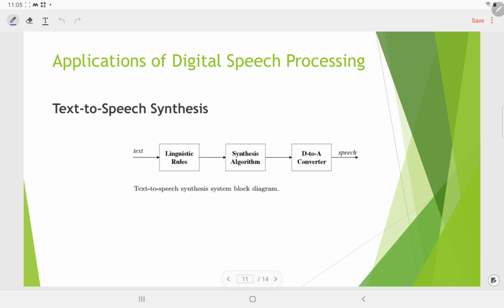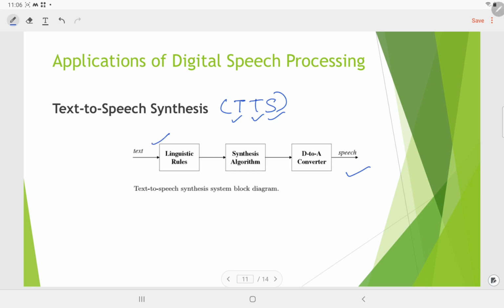Okay. And then the next application is text to speech synthesis. In short, it is very popularly known as TTS, that is text to speech synthesis. So this whole process starts with a text, and then at the output the speech is produced automatically. The algorithm is designed in such a way. The input can be an ordinary text, a text from a book, an email message, or an article from the newspaper.